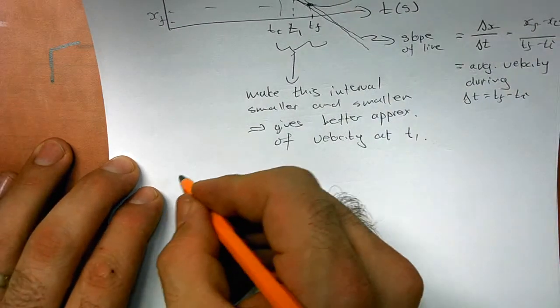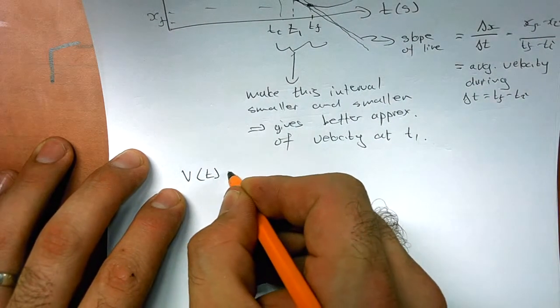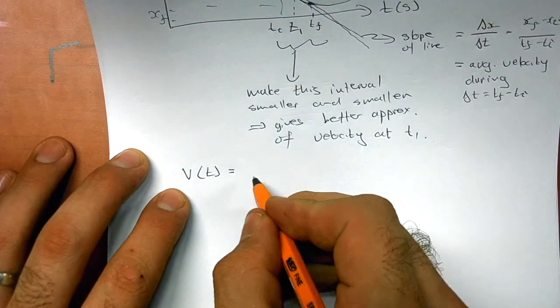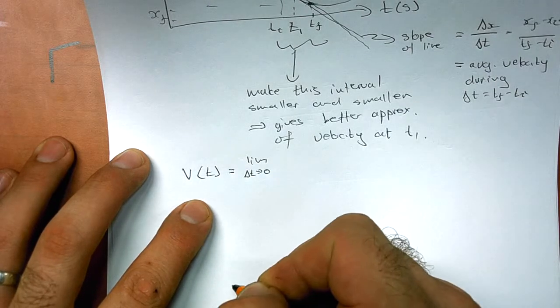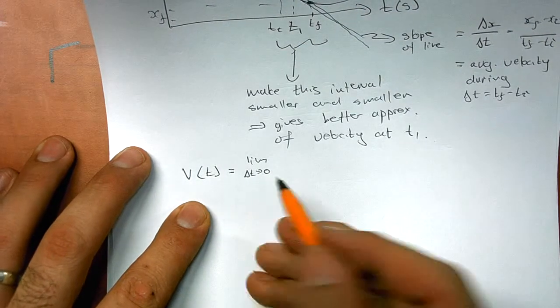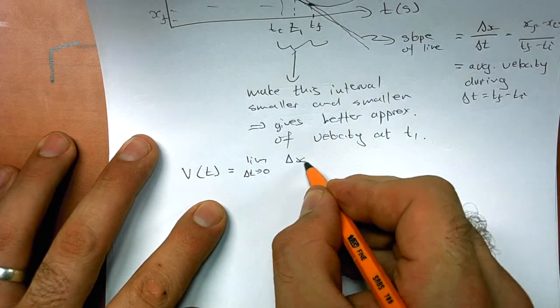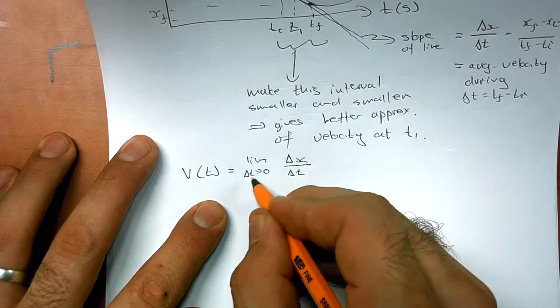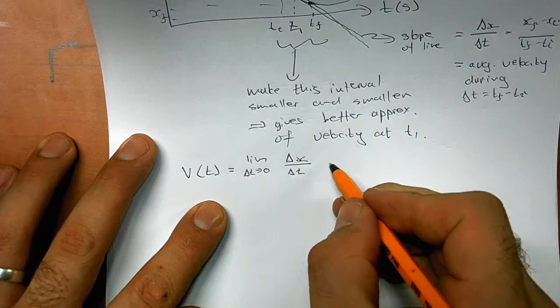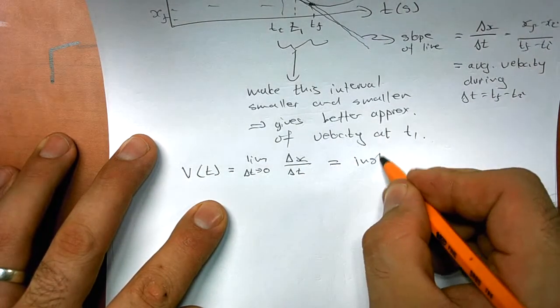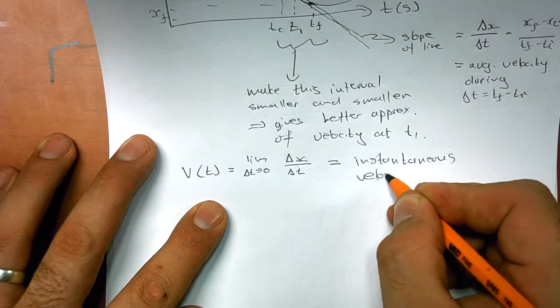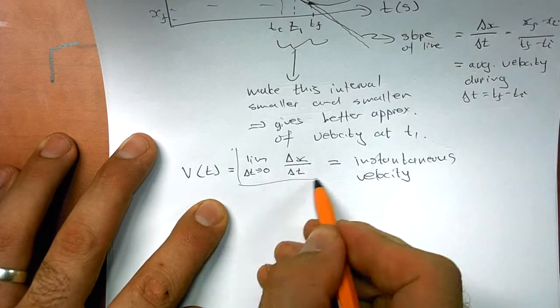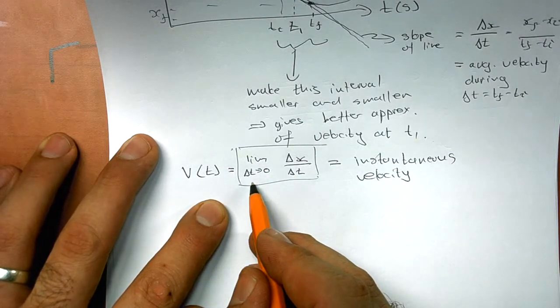So the fancy way to write this down is to say our velocity at a particular time is equal to the limit, where we make this time interval go as small as it can be without being zero, of the change in position in that small little time interval. That's just a short way of writing it. And this we will define as the instantaneous velocity.